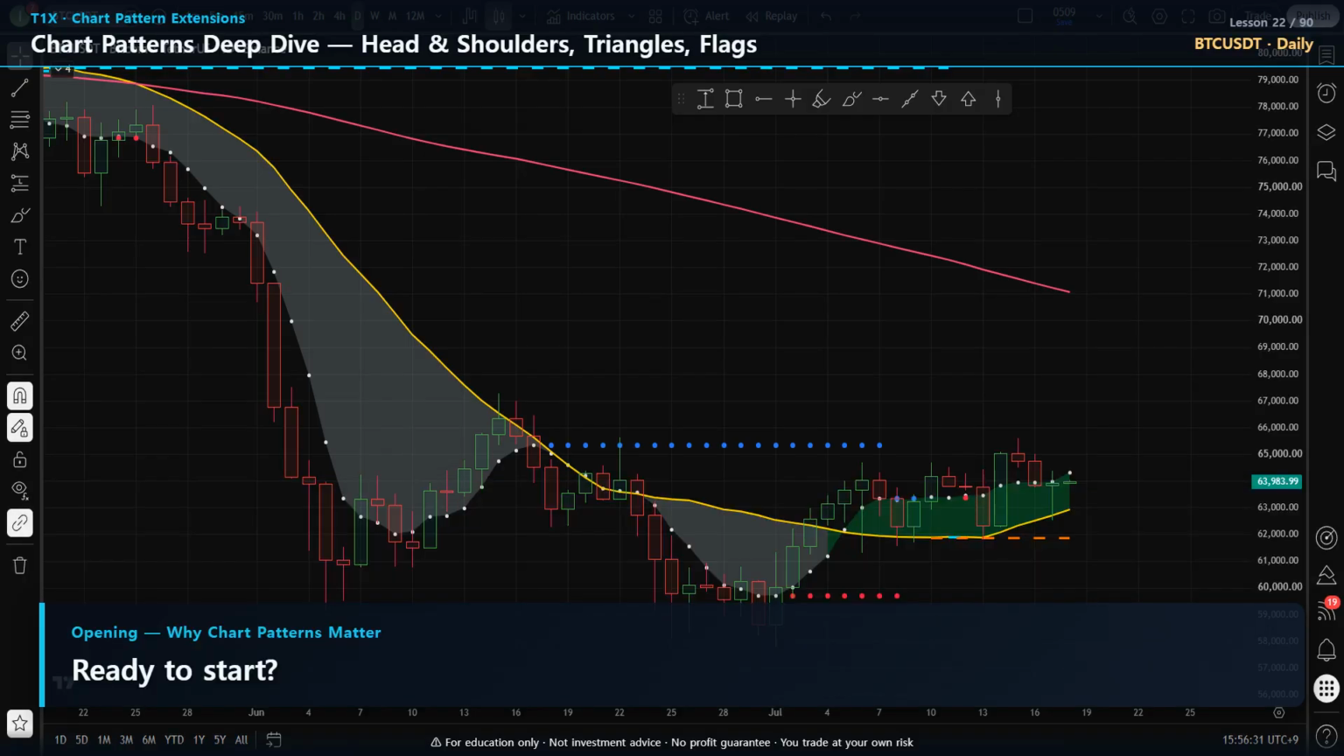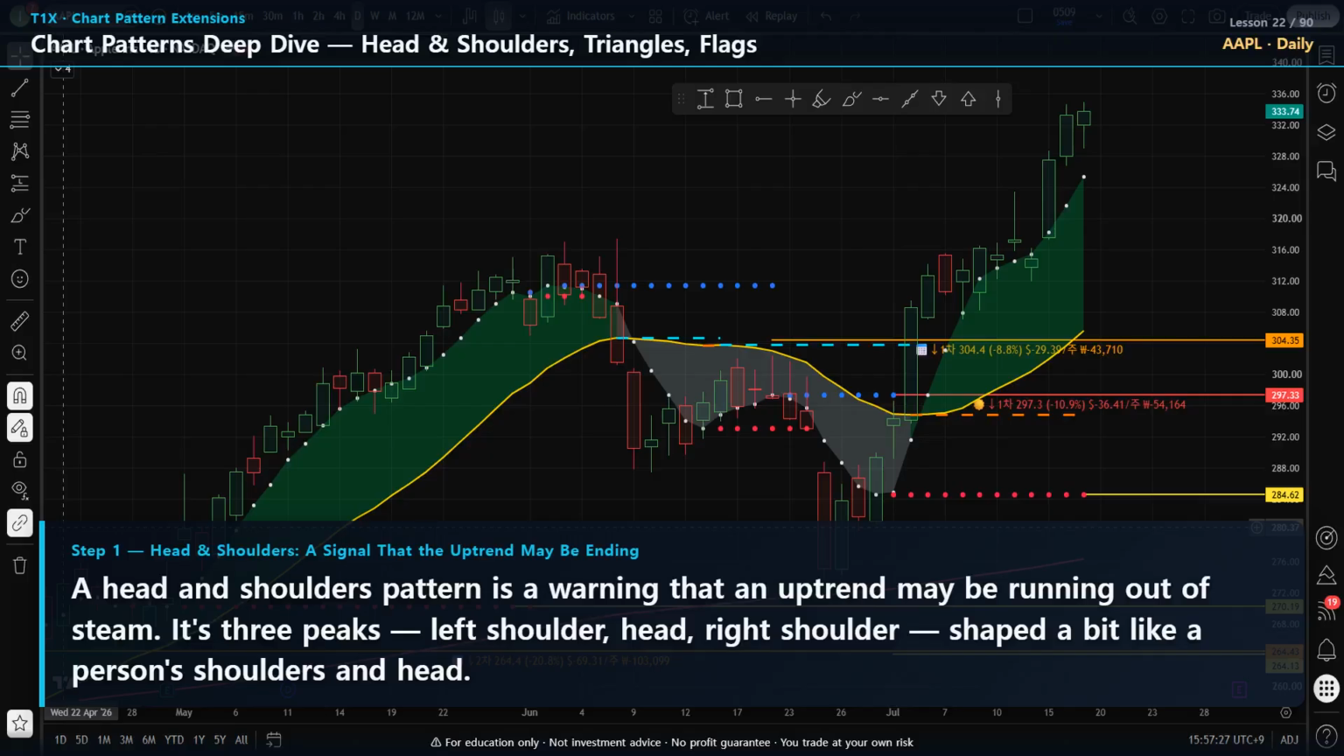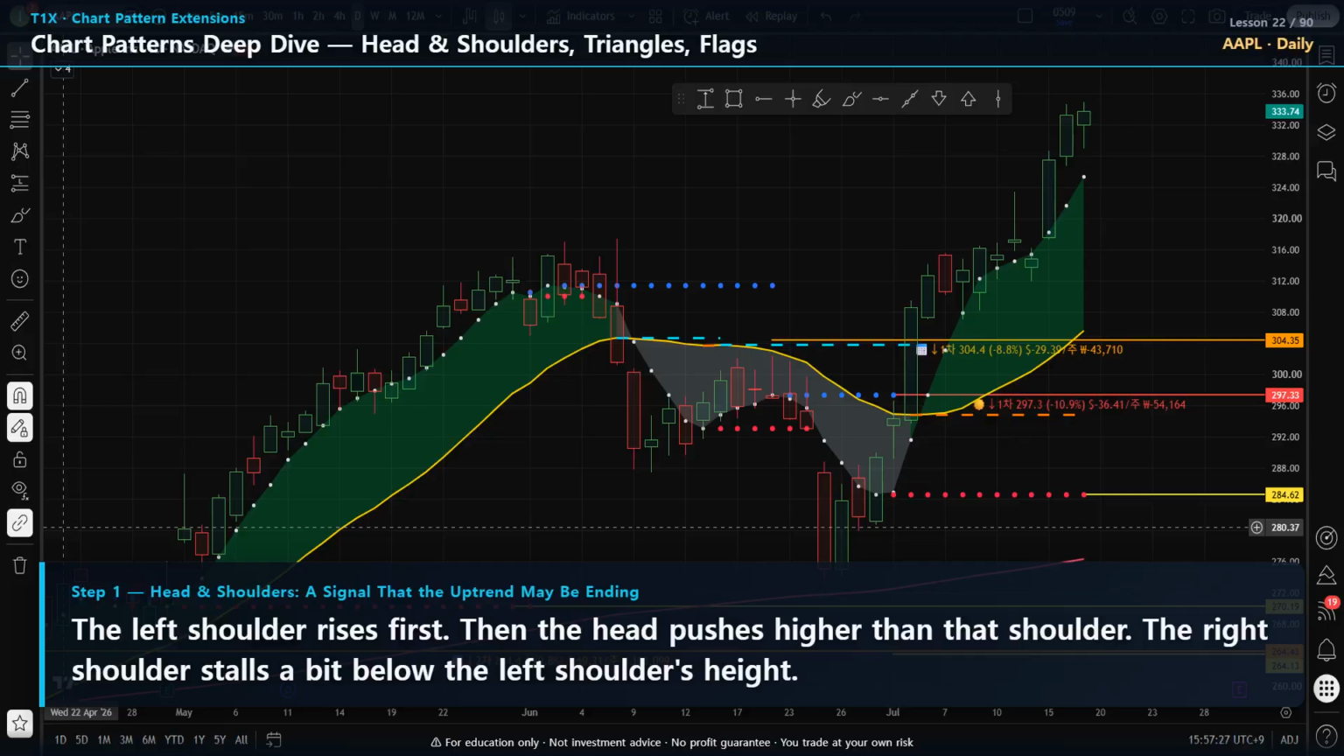Ready to start? A head and shoulders pattern is a warning that an uptrend may be running out of steam. It's 3 peaks: left shoulder, head, right shoulder, shaped a bit like a person's shoulders and head. The left shoulder rises first. Then the head pushes higher than that shoulder. The right shoulder stalls a bit below the left shoulder's height.